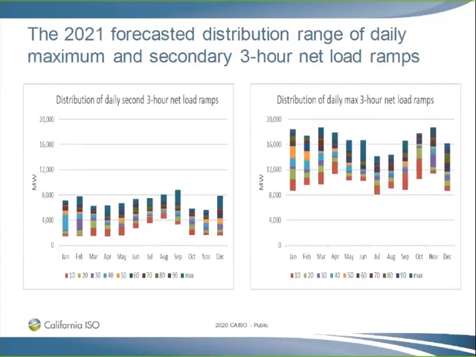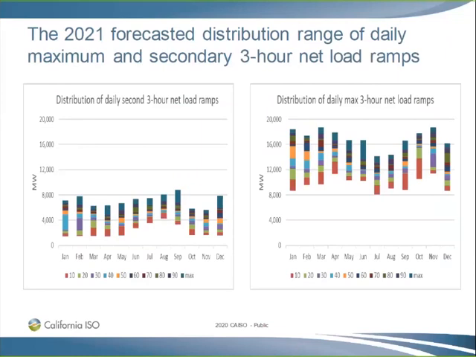and the secondary net load ramp, the distribution in each month. Look at this: the pattern is pretty much similar to last year. However, there is a subtle difference. The separation between the secondary and the primary is a little bit bigger.